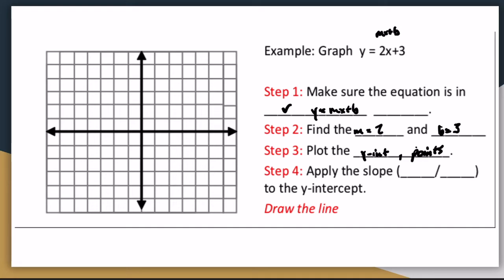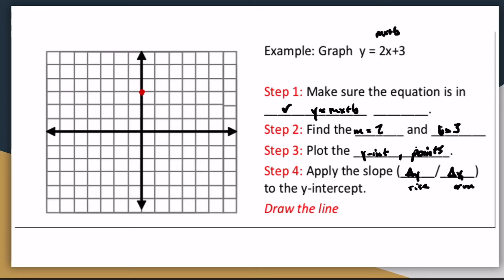So we're going to apply the slope, so the change in y versus the change in x, or rise over run here. Rise over run. And again, we'll talk about this in a second. And we're going to draw the line. Well, my y-intercept is 3, positive 3. So I'm going to put a point right there at positive 3. Next, I'm going to apply the slope to the y-intercept. Well, how am I going to do that? My slope is 2. Well, what does that mean?